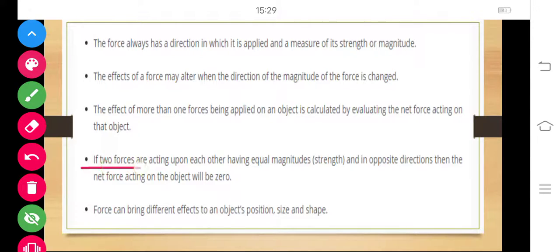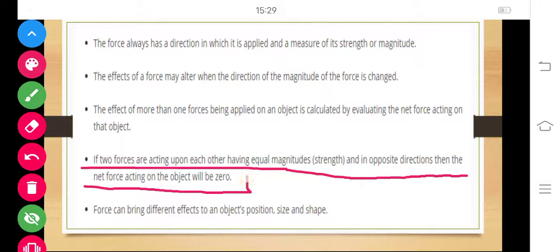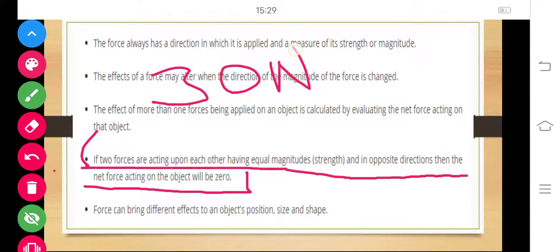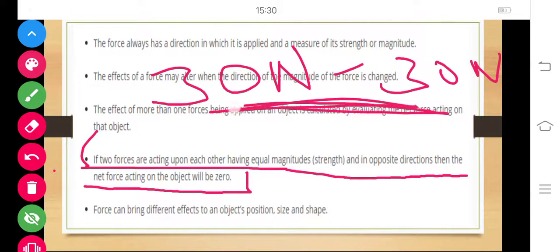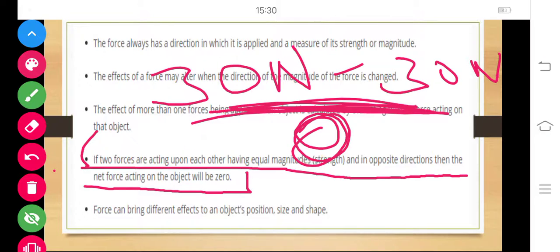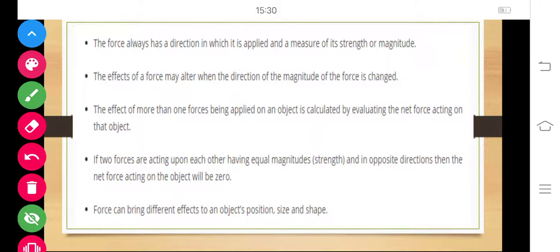So if the two forces are acting upon each other having equal magnitude and in opposite direction, net force will be zero. As I told you in the previous slide, if both the persons are applying the same force, that means 30 newton, 30 newton or any newton, okay, 140, you can take any number. So if both are applying the same force in the opposite direction, then the resultant force will be zero.